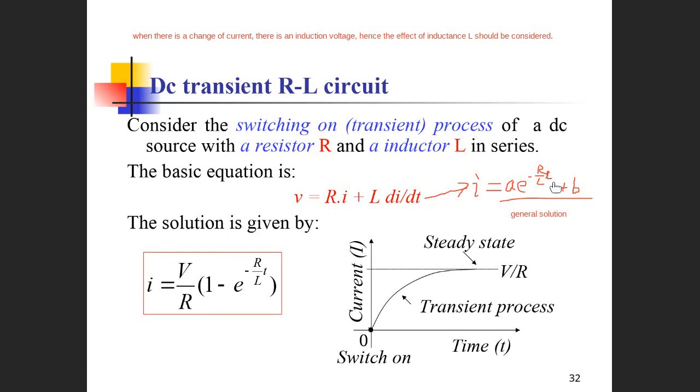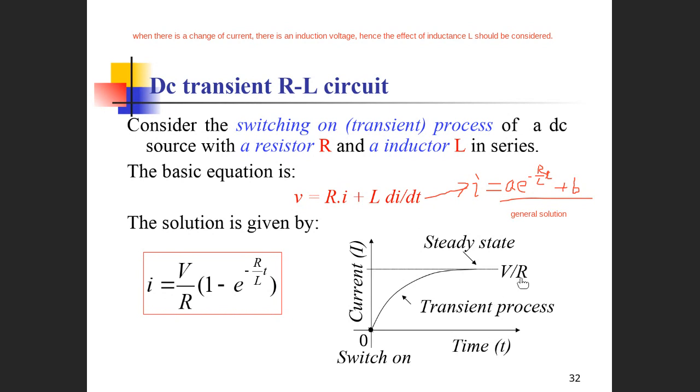Then when t is very, very large, long times later, the current is stabilized at level V over R. At very long times later, because the di has no change, this term becomes 0. So the current stabilized at a certain level, that is the total voltage over the R.